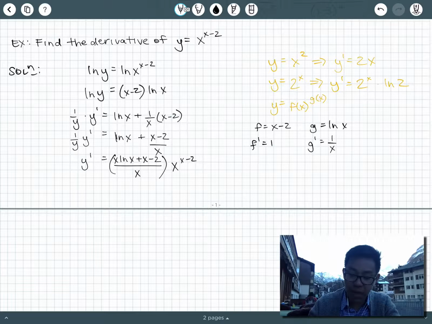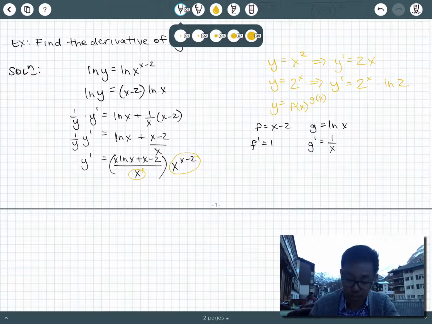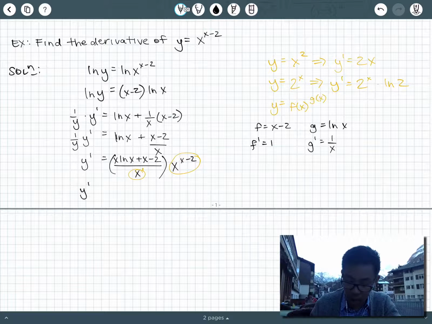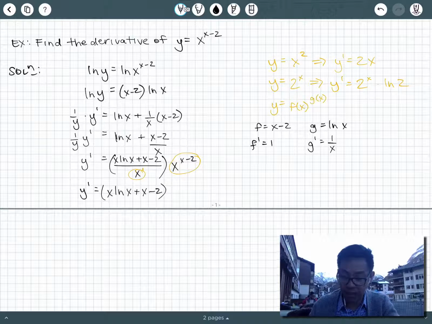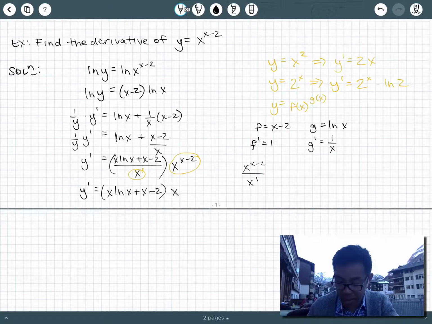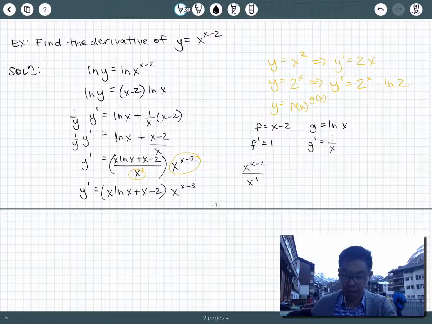You have 2 powers with the same base. You have this x to the x minus 2 and this x, which is, of course, to the exponent 1. So what you can do is subtract exponents on this. You can go y prime is equal to the x ln x plus x minus 2. That's still there, right? But instead of writing x to the x minus 2 over x to the 1, you can subtract the exponents to make it x to the x minus 3, because x minus 2 minus 1 simplifies to x minus 3. And that is our derivative.